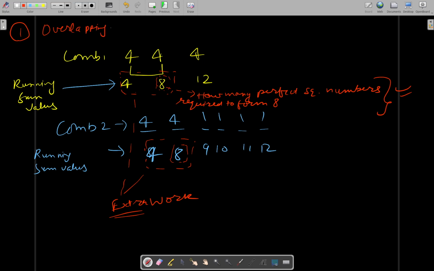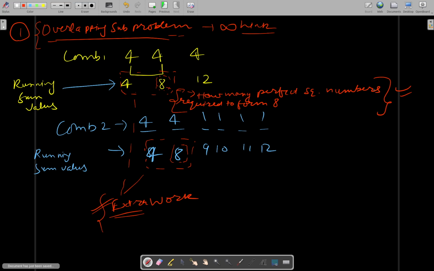Those of you who are new to this particular property, I'll be providing a link to an article where you can read about it, and you will understand in a better way how these overlapping subproblems affect the overall runtime complexity. It will lead us to do extra work, and that's why we can save the intermediate result somewhere, and we will avoid extra work.